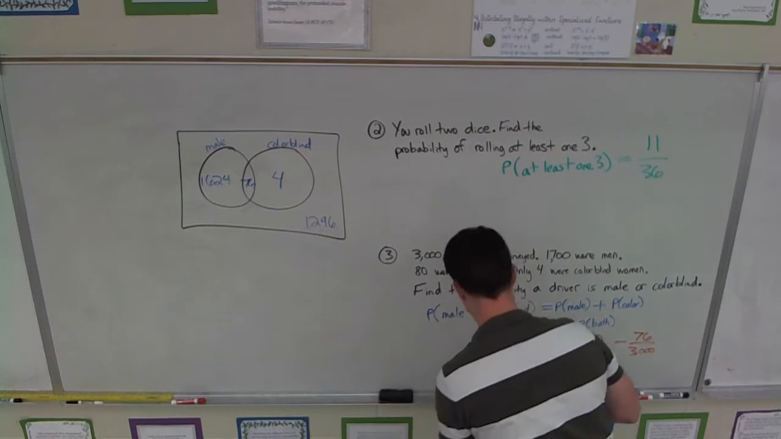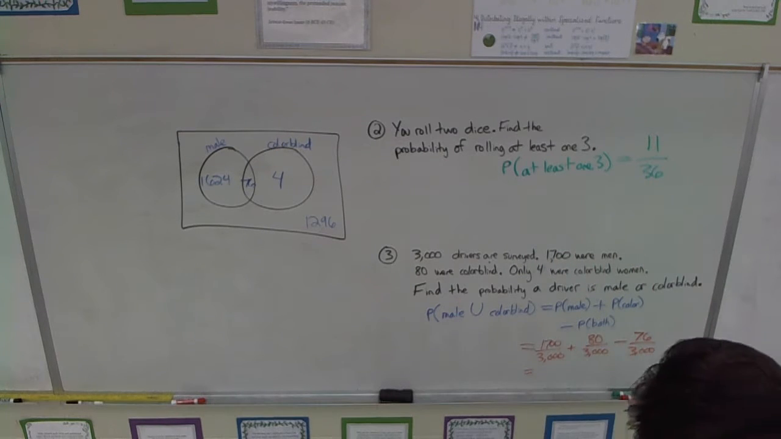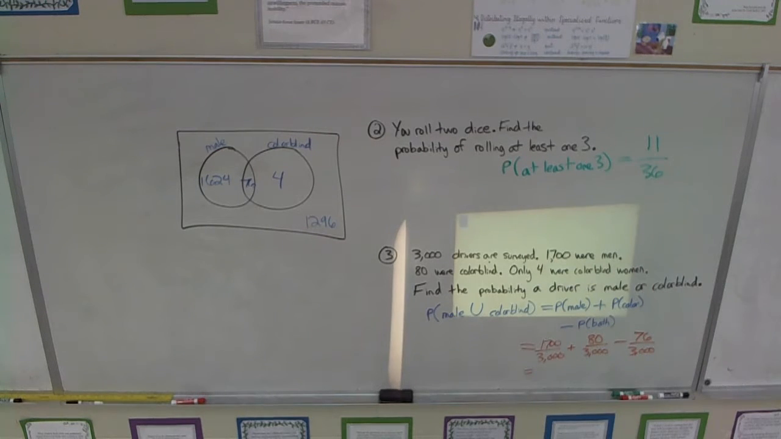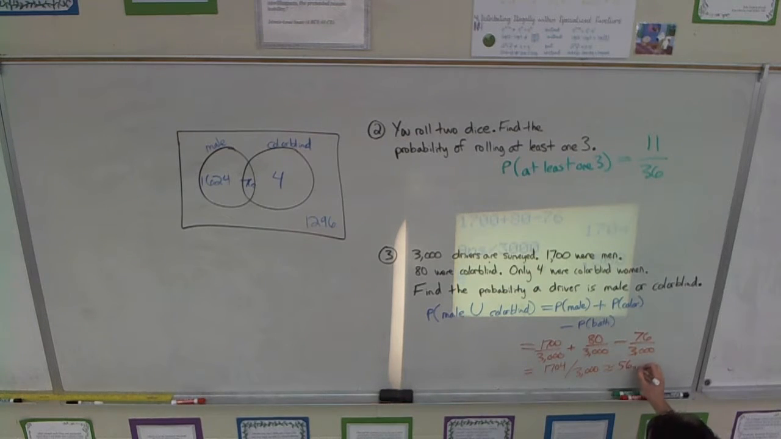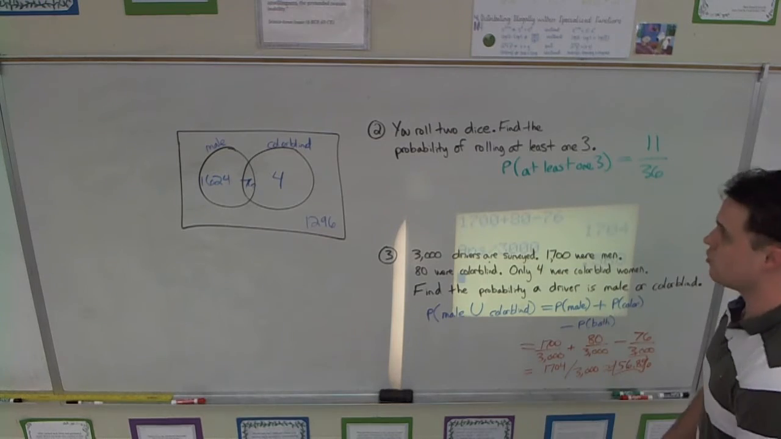So if you go ahead and put those in your calculator, you can get the final answer. Since they're all having a denominator of 3,000, I'm really just going to add the numerators. And you see that my final answer here is going to be 1,704 out of 3,000. Or what? 56.8%. So that's the chance of being one or the other.